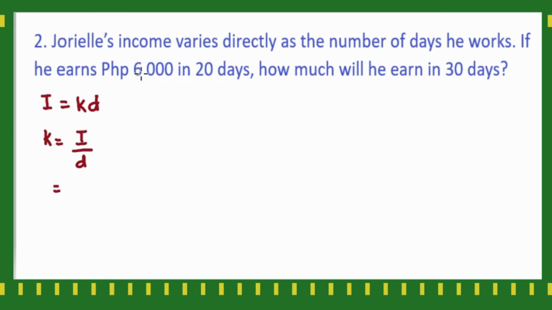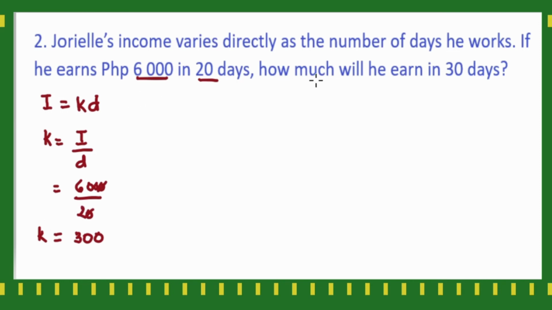First, the income he was given is 6,000. Number of days is 20 days. So, 6,000 divided by 20, let's cancel the 0. 6 divided by 2 is 3, and then the remaining is 2 zeros, so 300. Meaning, his income per day is 300 pesos.